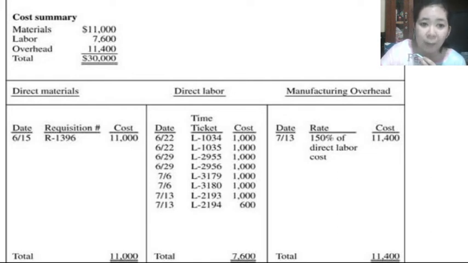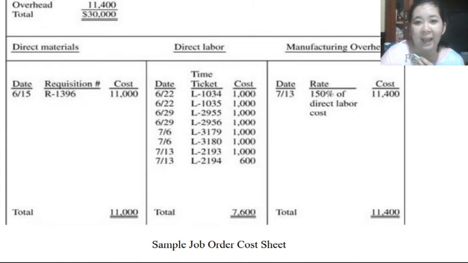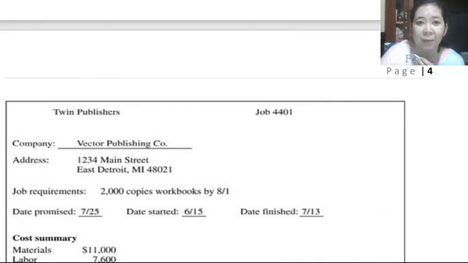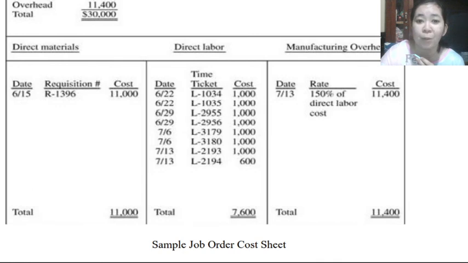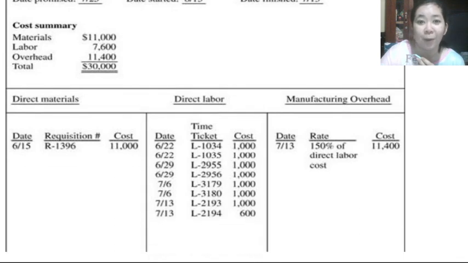For direct materials, they have there the date, the requisition number, and the corresponding cost. For direct labor, the date, the time ticket, and its cost, as well as for our manufacturing overhead. So that's how job cost sheets reflect the necessary information related to our client, as well as the cost of producing the product. So this is for job cost sheets.